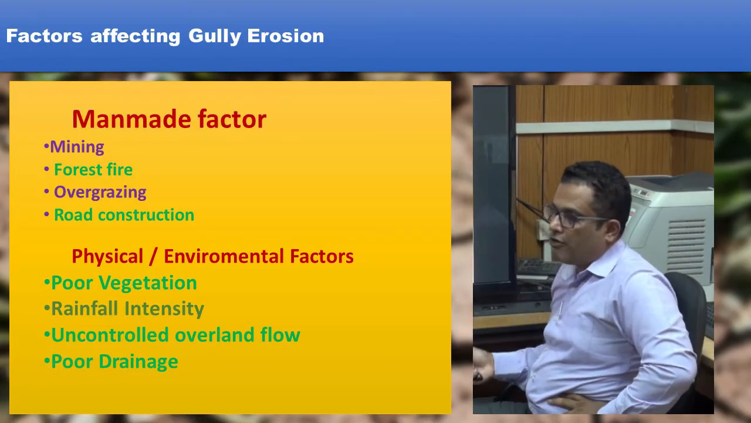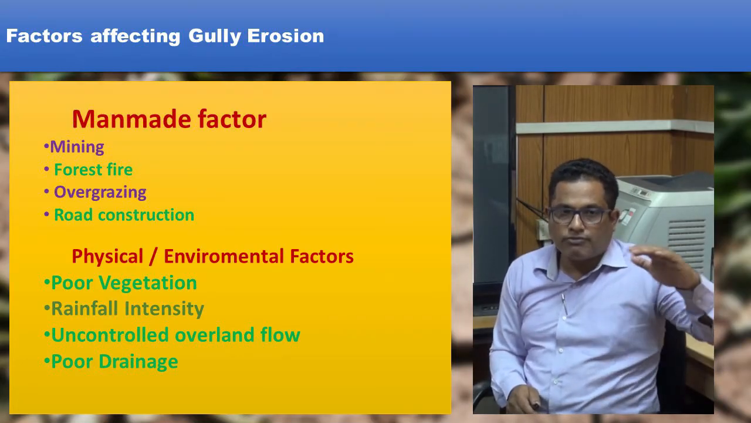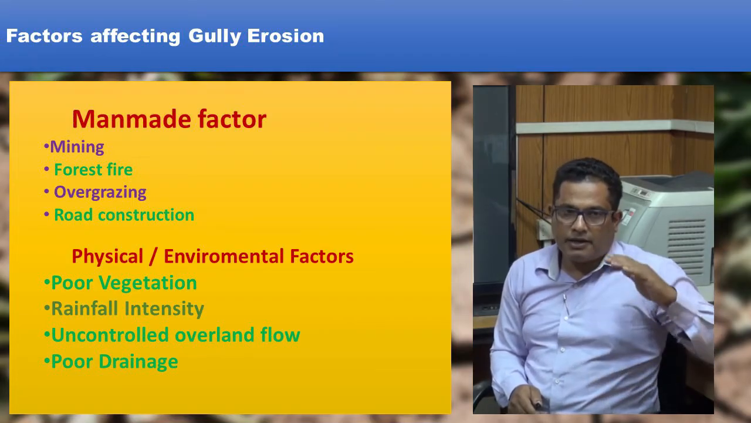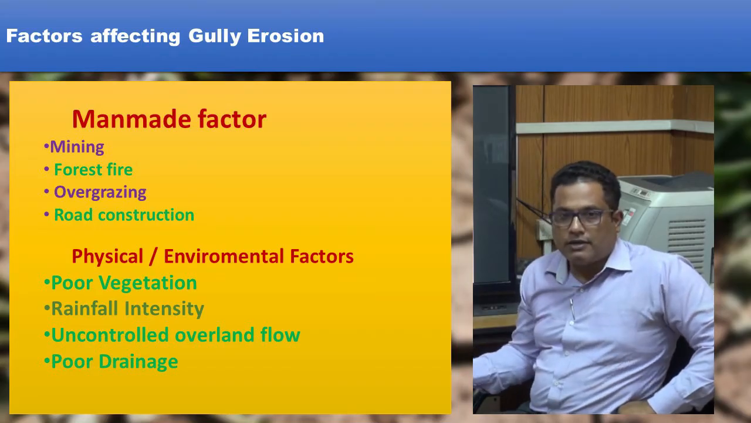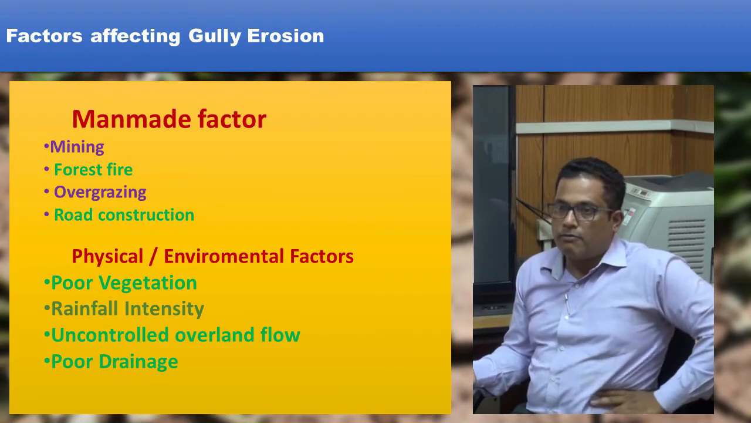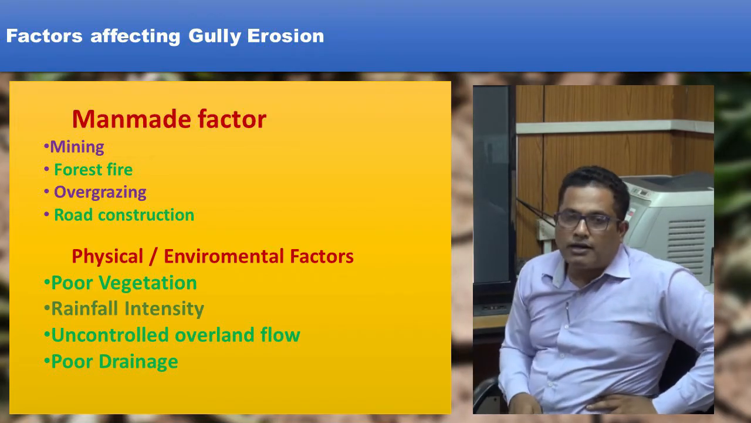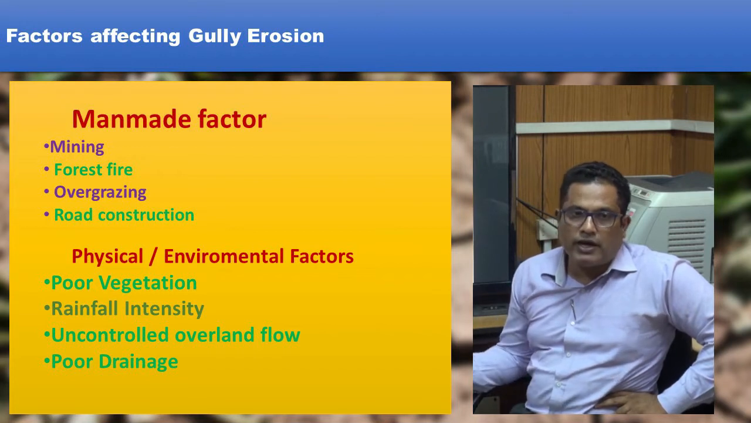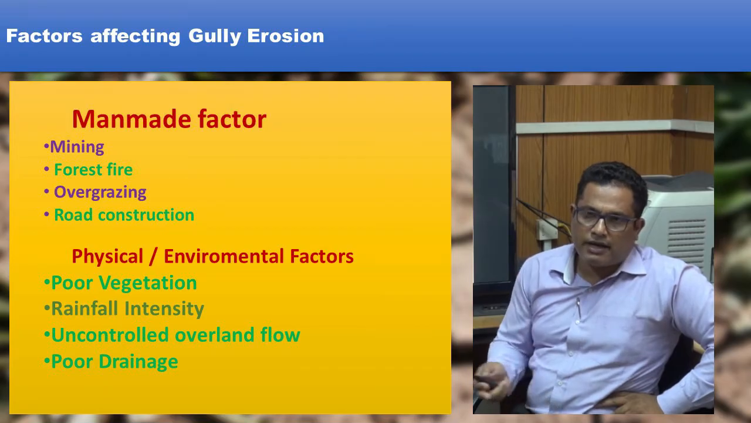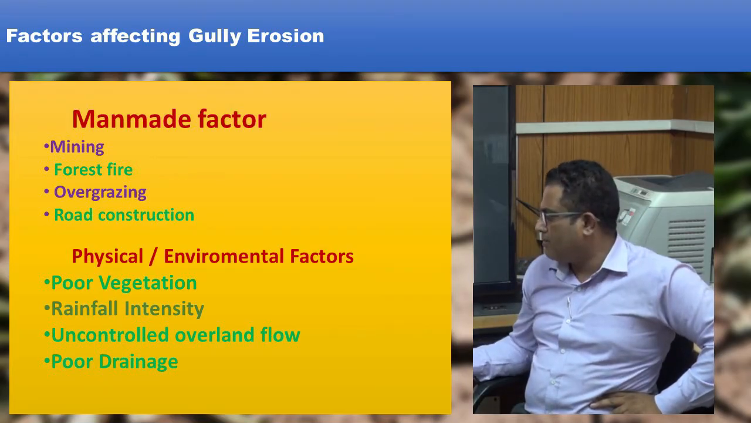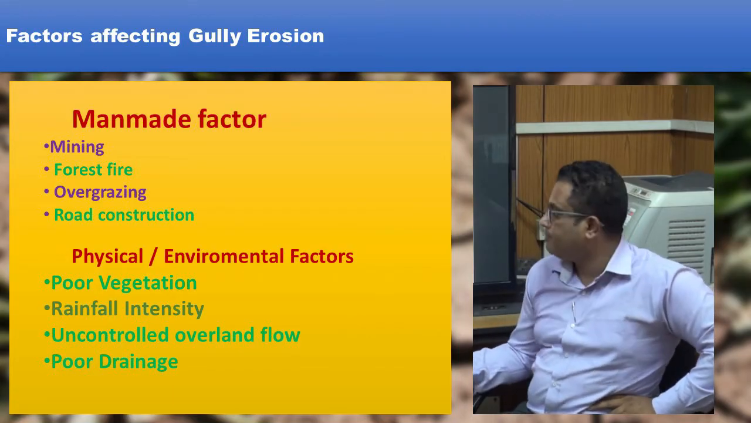Uncontrolled overland flow. If rainfall is happening and it is not checked, if the length of the slope is not checked at intermediate places, then this overland flow will take away soil from one place to another, and this could lead to gullies. Also, poor internal drainage of the soil, which is a function of soil type. Some soil types, like clay soil, do not allow proper drainage. There the possibility of gully erosion is more.